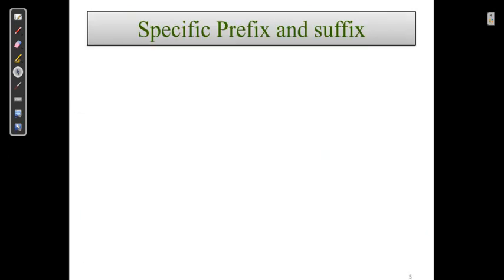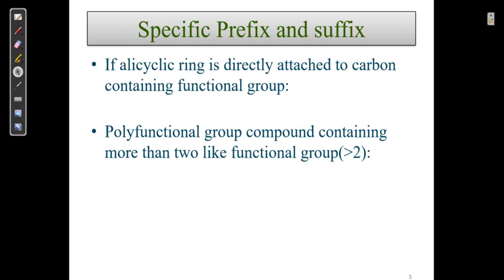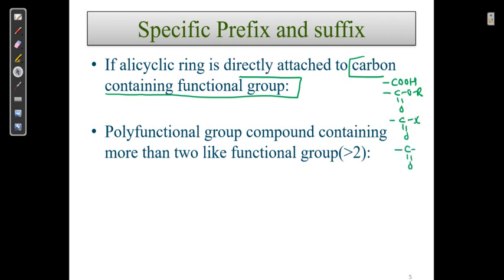Special prefix and suffix. So if alicyclic, aliphatic cyclics means cyclopropane, cyclobutane, cyclohexane like that is directly attached to the carbon containing functional group. So carbon containing functional groups are those functional groups, basically they are cabinet minister. Suppose this is ester, acyl halide, amide, cyanide, then aldehyde. These all are the carbon containing functional groups if it is directly attached. This is very important.